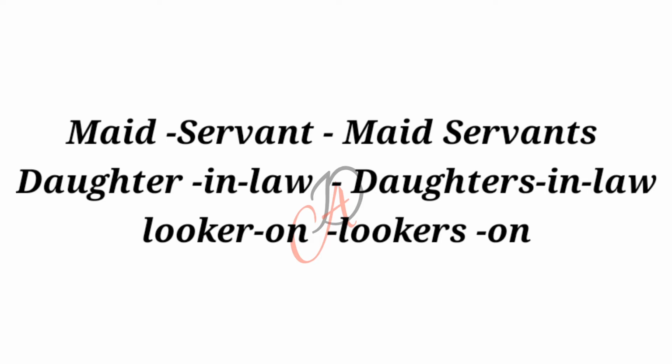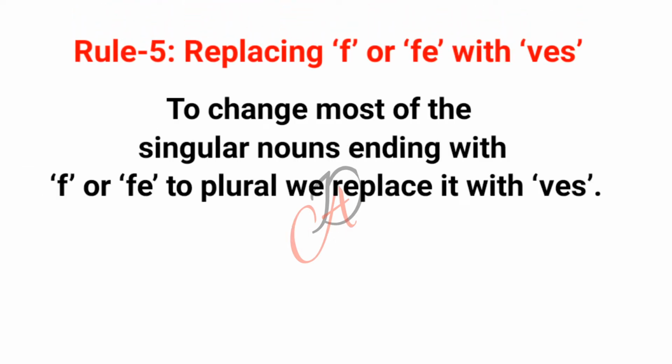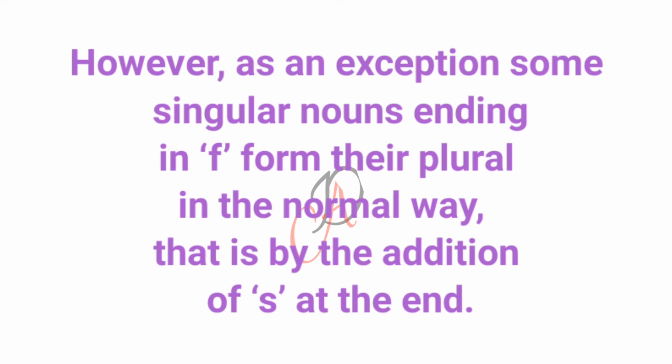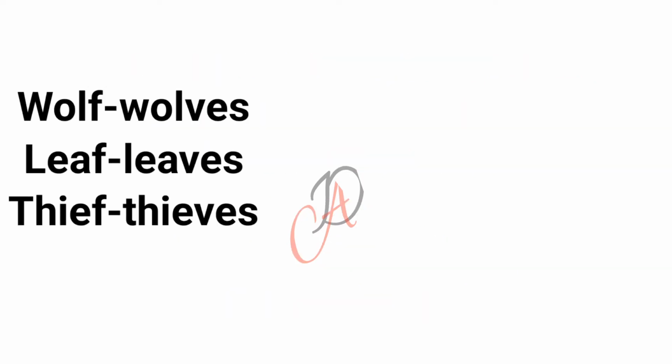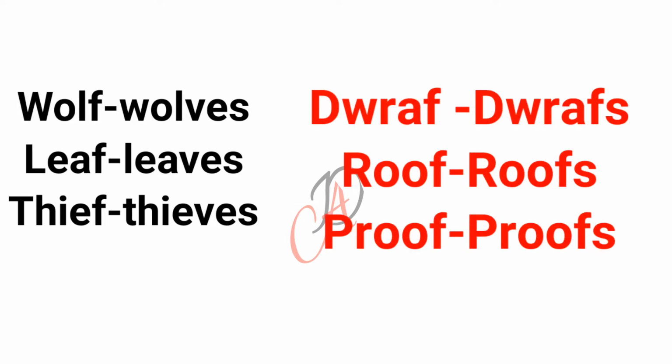Okay, let's move on to the next rule, rule number 5: replacing f or fe with ves. To change most of the singular nouns ending with f or fe to plural, we replace it with ves. However, as an exception, some singular nouns ending in f form their plural in the normal way, that is, by the addition of s at the end. Example: wolf, wolves, leaf, leaves, thief, thieves. And the exception examples are draft, drafts, roof, roofs, proof, proofs. These examples do not take the form of ves but just s.